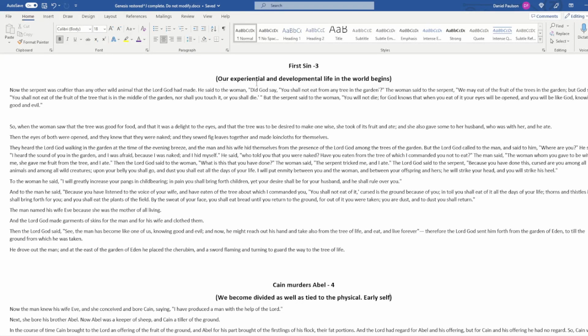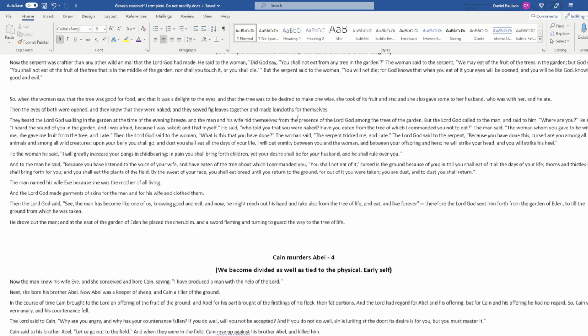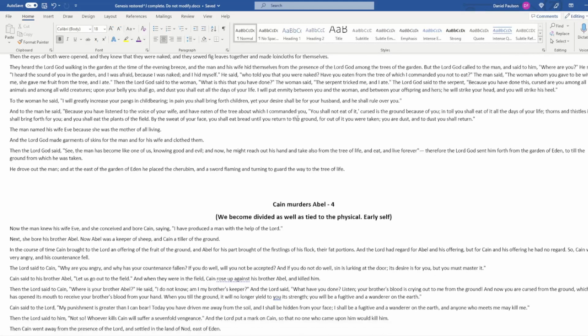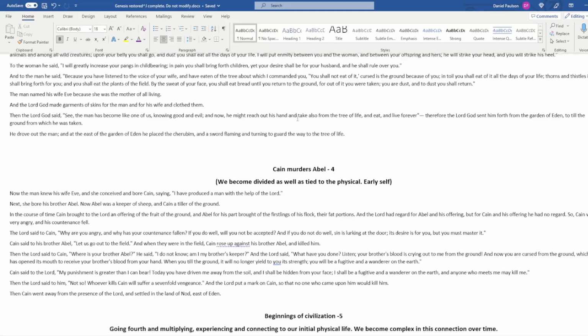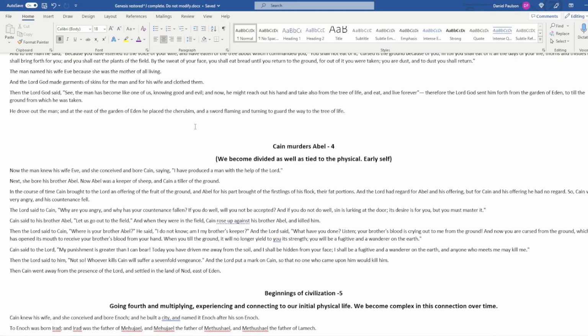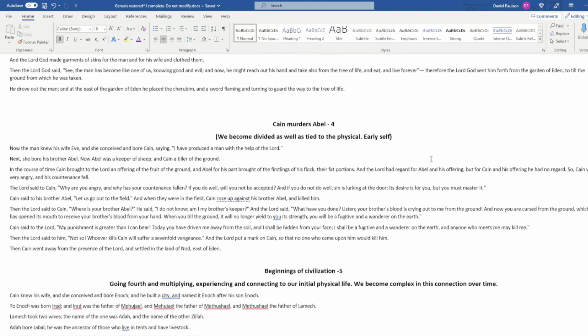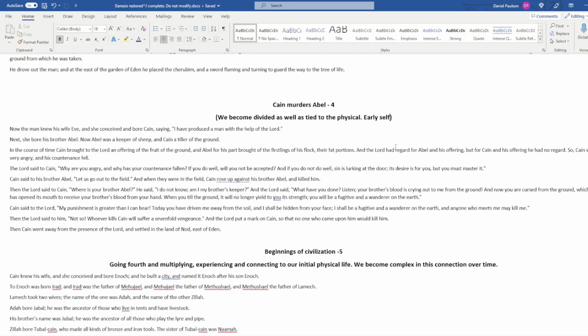First, sin, chapter 3. This is where our experiential and developmental life in the world begins. This is when we start losing our little kid status and start experiencing life, and we become connected to the physical world. We begin taking a mental stake in things, and we begin wiring ourselves from our experiences, something that we want to know because later we'd like to rectify that. Cain murders Abel. This is when we become divided as well as tied to the physical world.